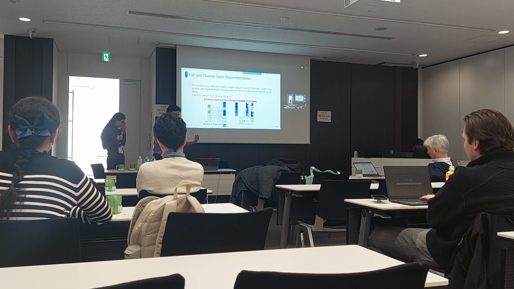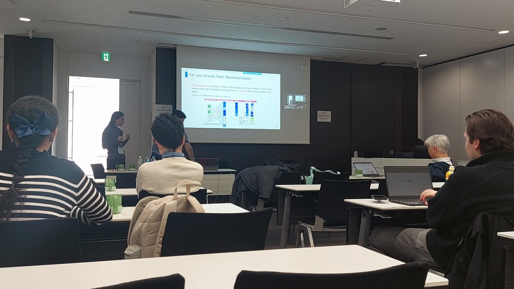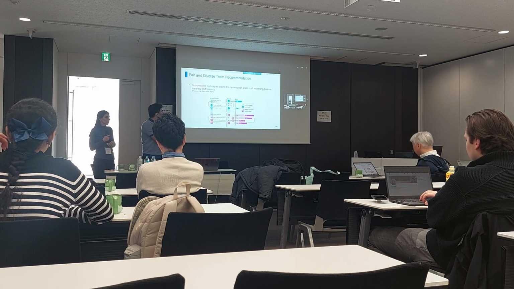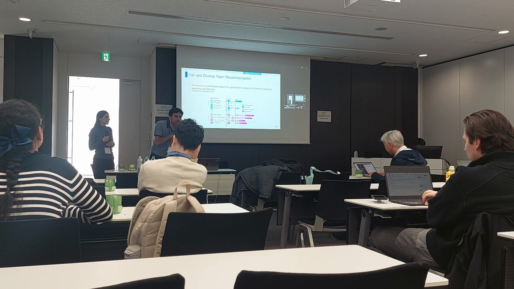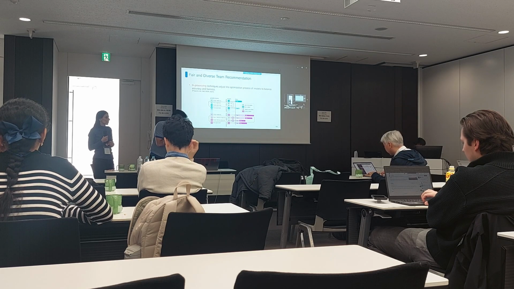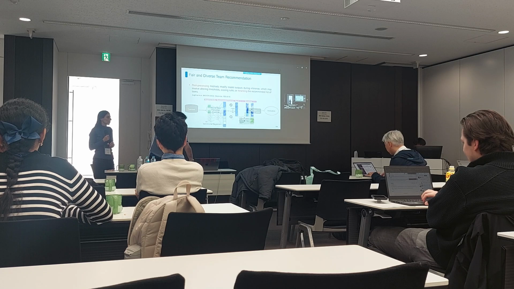It's simpler but less powerful. The in-processing needs changes to the architecture but is more powerful. It's just the trade-off between the change to the model and the power of the debiasing method. That was all. Yeah.